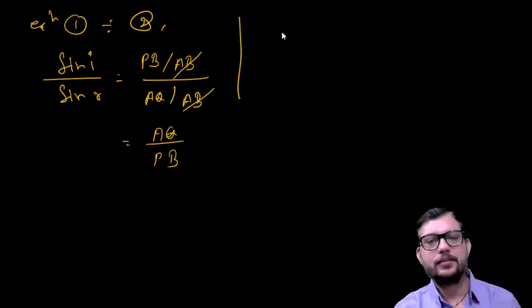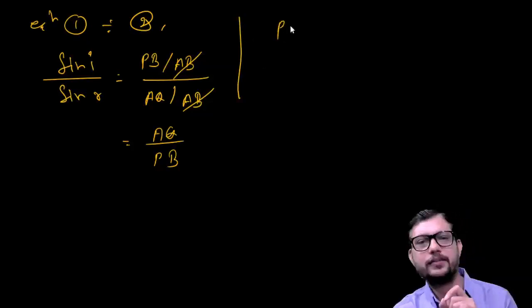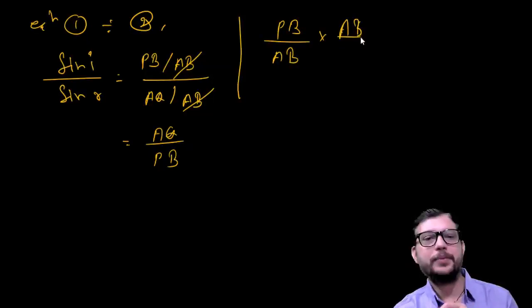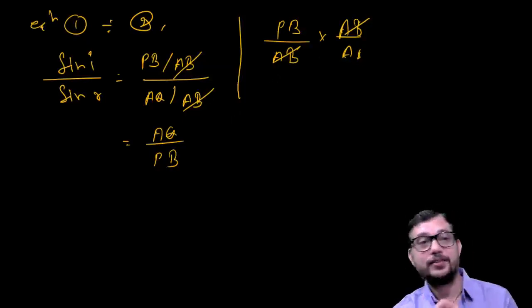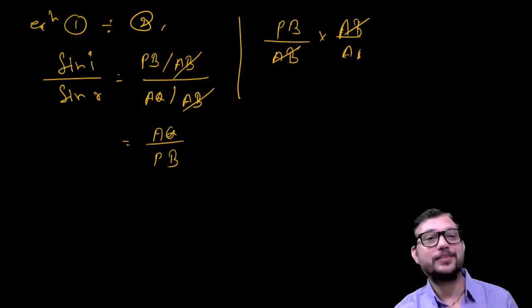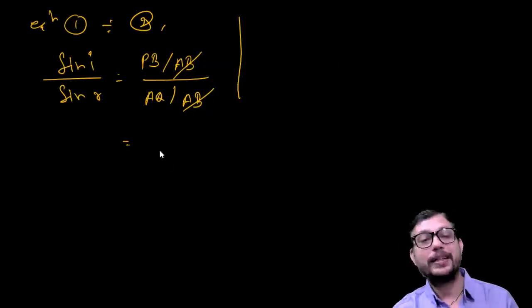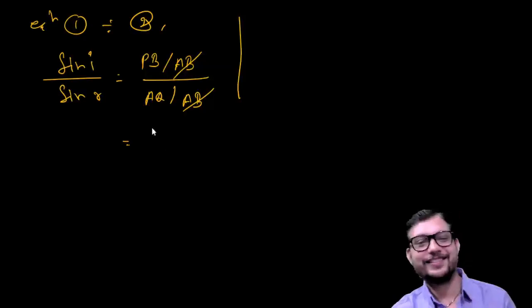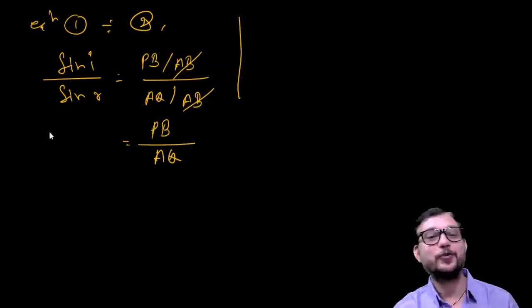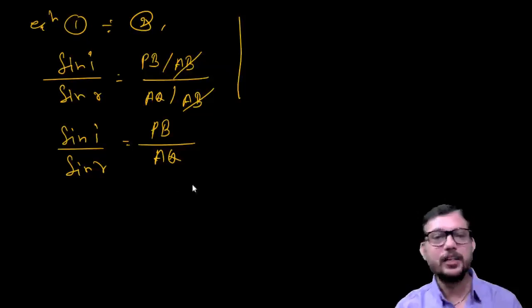Let's check whether it is correct or incorrect. It will be AB upon AQ, so this with this cancels, so PB. This is a little bit incorrect. So we have to write PB upon AQ. So this will be PB upon AQ, and this will be sine I upon sine R.